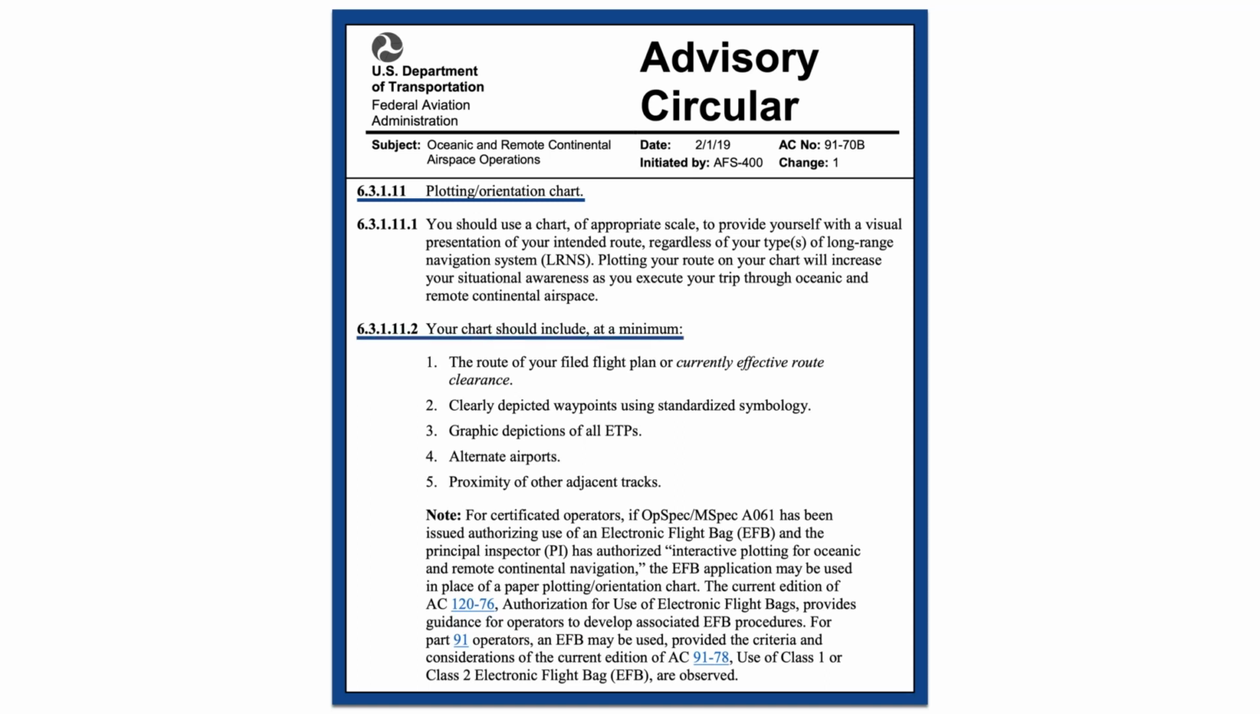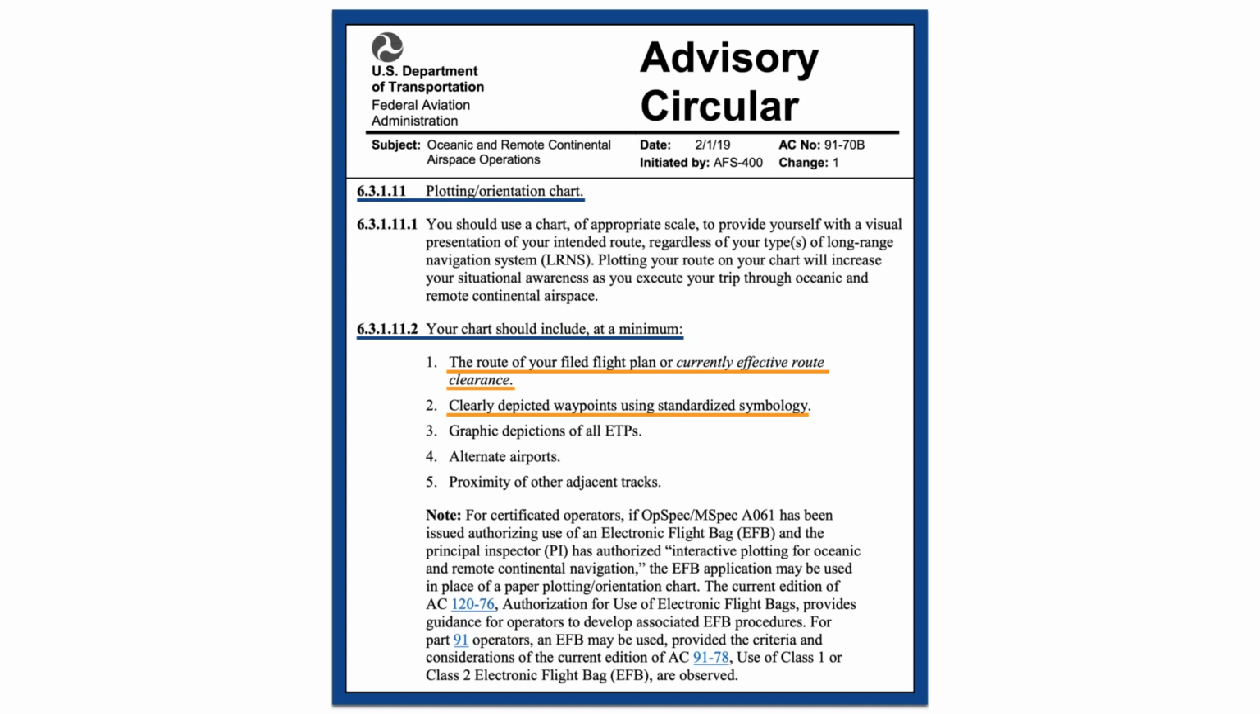And in here, they identify that the chart should include at a minimum the route of your filed flight plan or effective route clearance. Now, if you get a reroute, they expect that that reroute would be reflected on your plotting chart. And that's one of the things that sometimes gets neglected. So we want to point that out, and we'll probably touch on that later. Your depiction of standardized symbology for each of the waypoints.